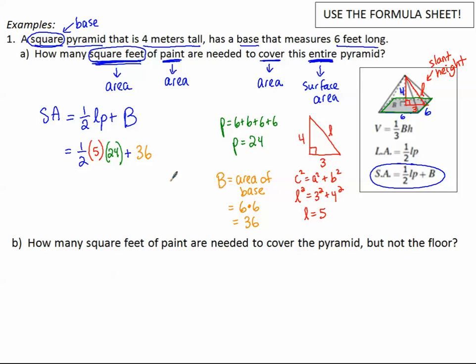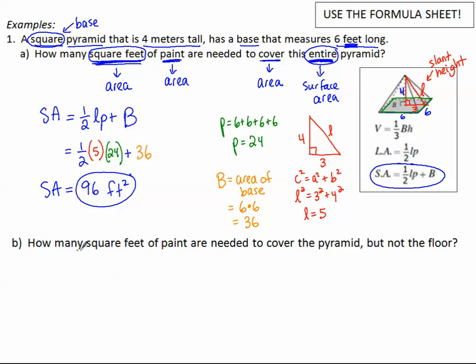Now I have all those measurements, I can plug it into my calculator and compute that surface area. We get 96. I need units. I see feet were given, and anytime it's area, it's units squared. So my surface area is 96 square feet. That's how much paint I need to cover the entire pyramid.